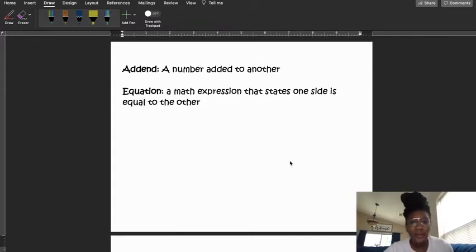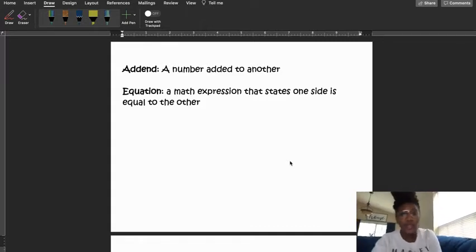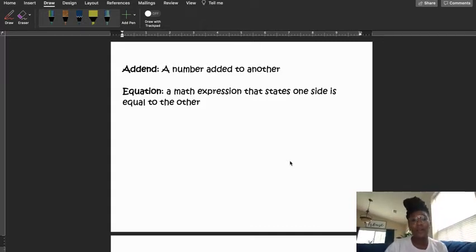Hey guys, so today we're going to talk about balancing equations yet again. You guys have gotten so good at this, but we're going to make it a little bit harder because I feel like you guys need a challenge.